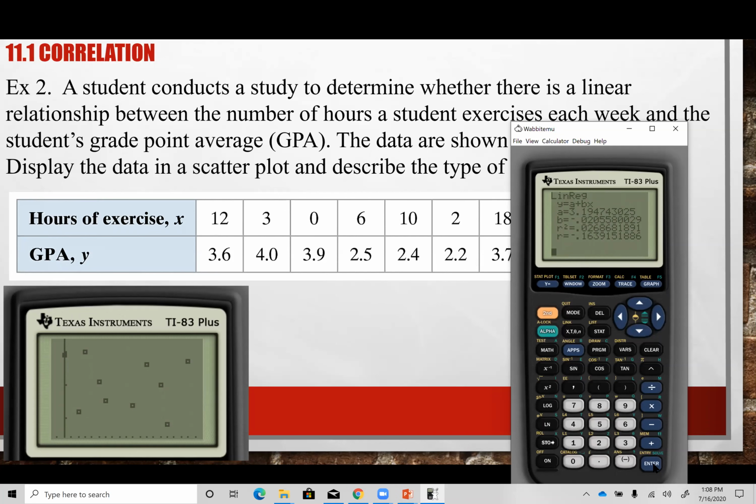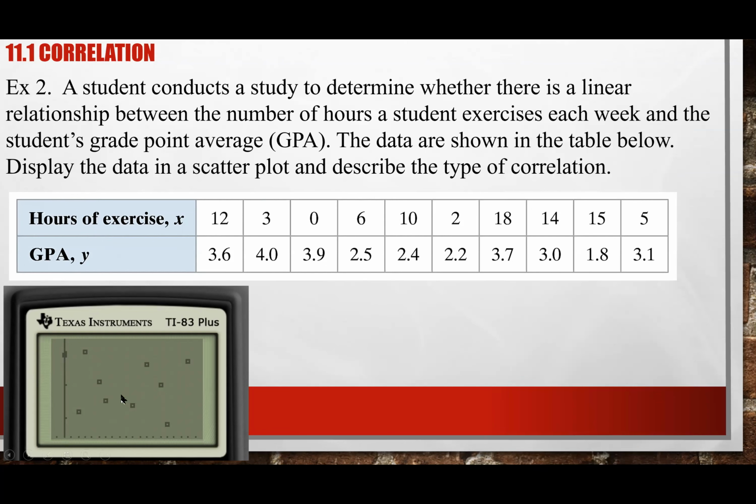And as you can see, if you type it in, your r is equal to negative 0.163. Meaning, looking at this, because the r is negative, we know that they have a negative association, right? Because the r is negative 0.16, we see that this has more of a negative trend than a positive trend, right?